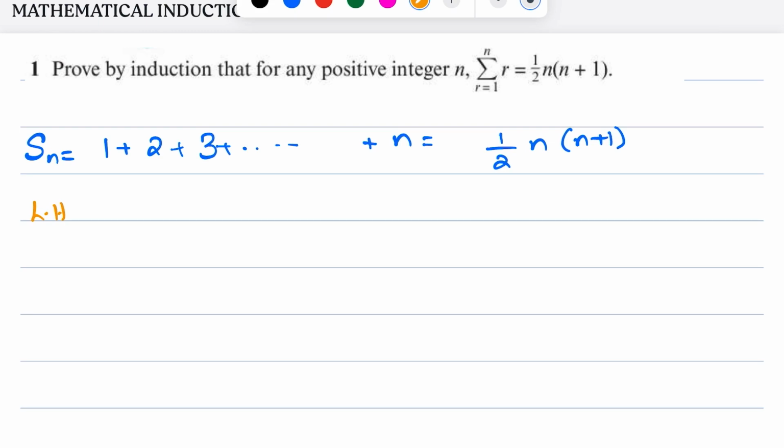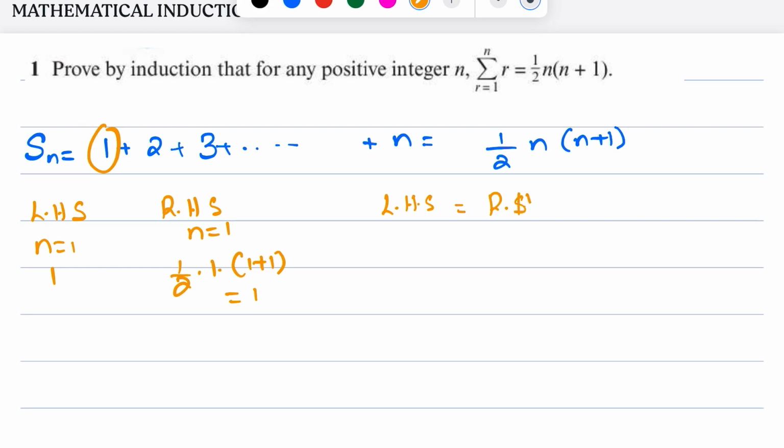Take the left hand side with n equals 1, which is 1. Right hand side, plug in n equals 1. So 1 upon 2 times 1 times 1 plus 1 is again nothing but 1. So we see that left hand side equals right hand side. Therefore, the statement is true for n equals 1. So that should be the first basis step.